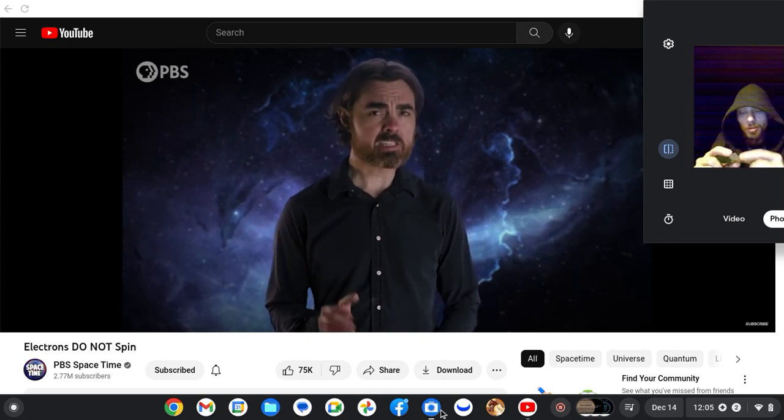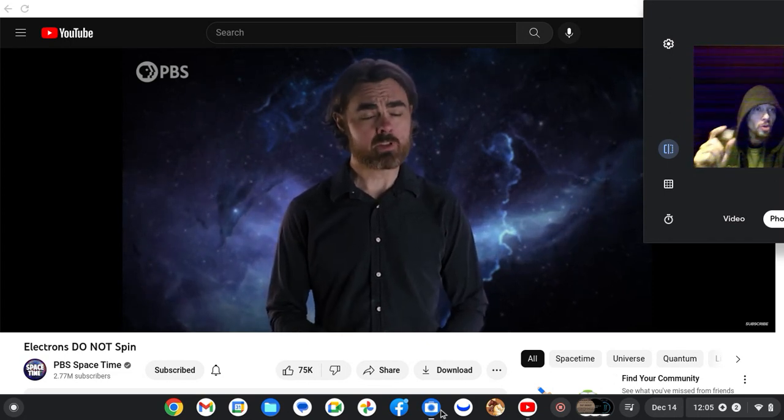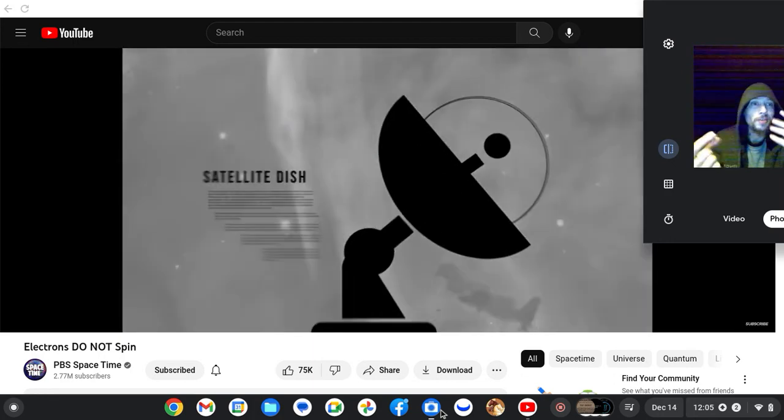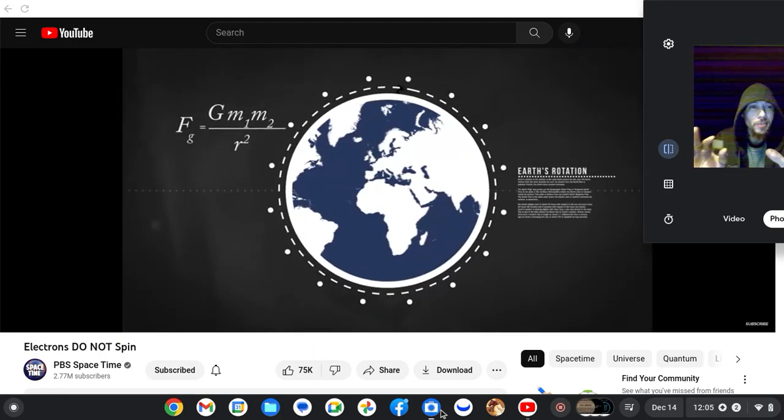We're also going to use the electron, chasing this elusive particle, which led us to some of the deepest insights into the nature of the quantum world. You don't have paradoxes.